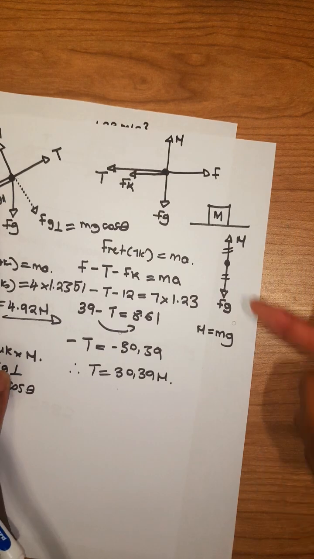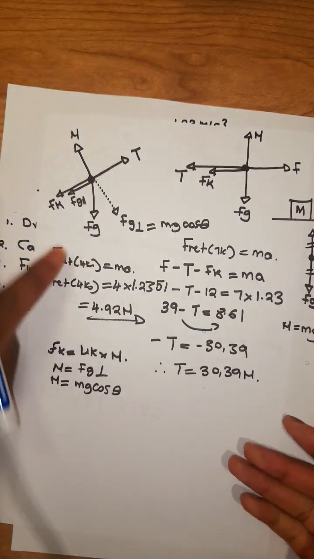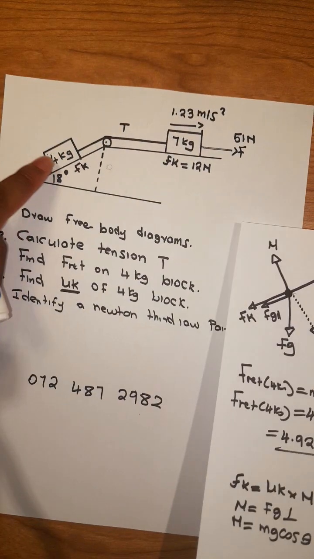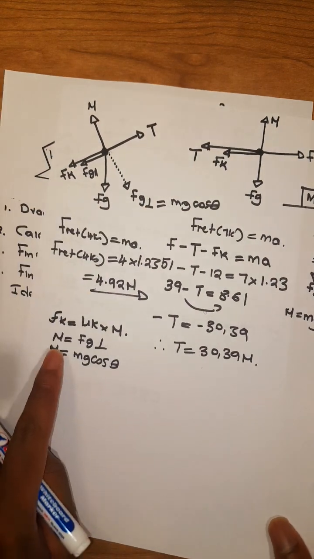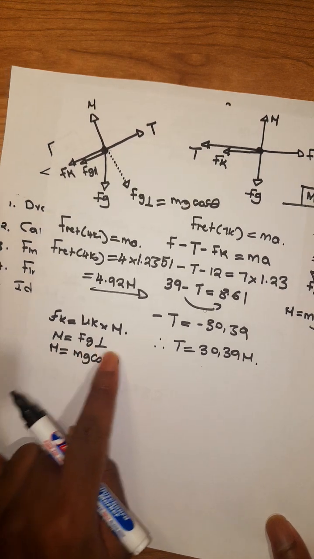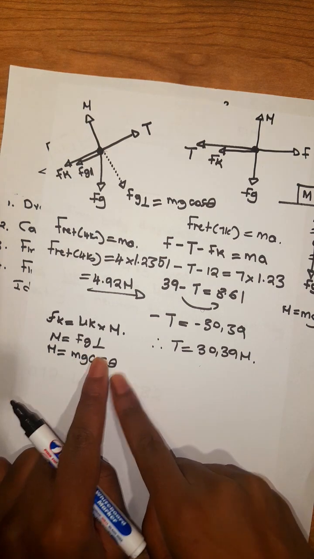That is where it's coming from. If here normal force is opposite with Fg, normal force equals mg. So on this type of problem, normal force is opposite to the Fg perpendicular, so normal force just equals the Fg perpendicular. The formula of the Fg perpendicular is mg cos theta. So this is the value of the normal force.